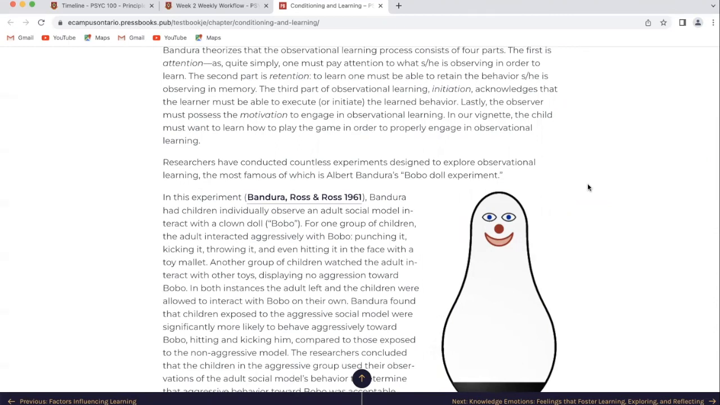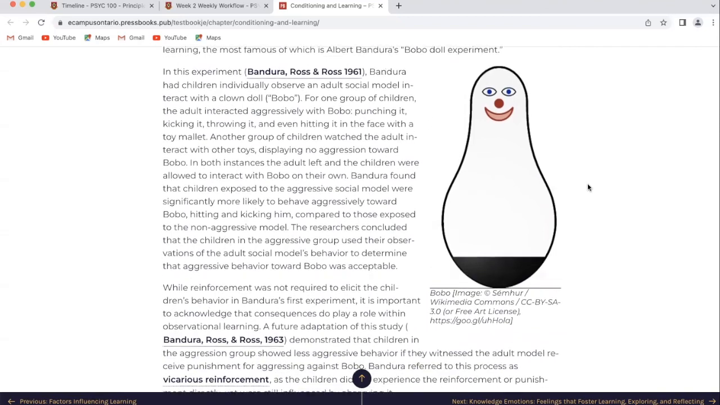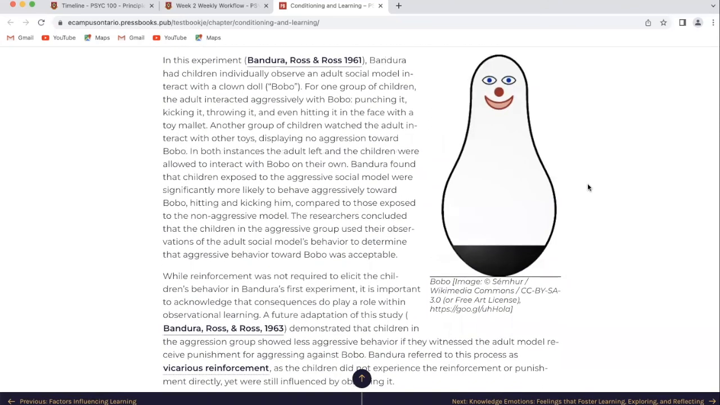Albert Bandura's Bobo doll experiment. In this experiment, Bandura had children individually observe an adult social model interact with a clown doll, Bobo. For one group of children, the adult interacted aggressively with Bobo, punching it, kicking it, throwing it, and even hitting it in the face with a toy mallet. Another group of children watched the adult interact with the toys, displaying no aggression towards Bobo. In both instances, the adult left, and the children were allowed to interact with Bobo on their own.